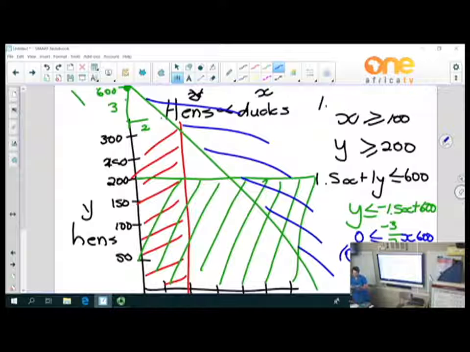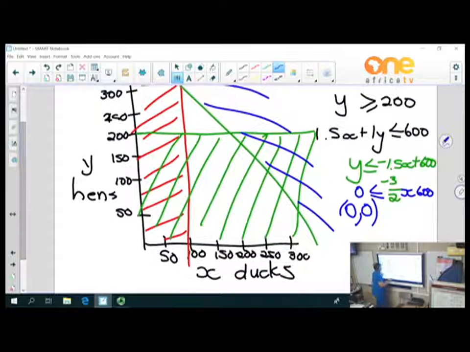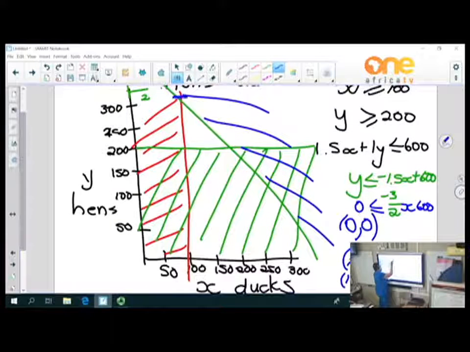Okay. And now the final answer is, they ask you now, find the largest possible total number of hens and ducks that the farmer can buy. Buy means it's the money inequality that I'm going to use, which is this one. So let's find the 3 vertices that we have there. What are the 3 vertices that you have? 100, 200, 100, the next one. Where's this one?